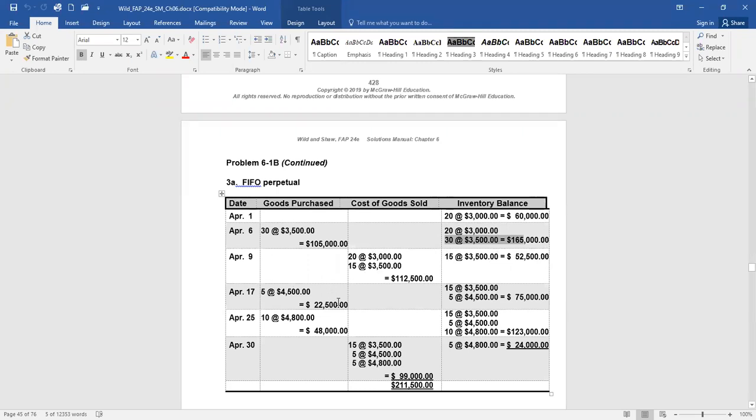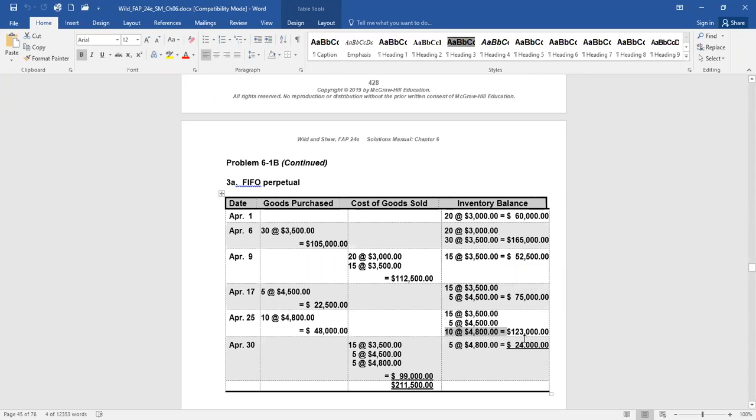So we add those to inventory. So now you could see we have the 15 that cost $3,500, and we just added 5 more that cost $4,500 each. The next transaction happens on April 25th, and that's also a purchase. So we'll show that we bought 10 more coffee cups. These cost now $4,800 each, total of $48,000, and we'll add them to our inventory balance. So we'd say what was there before, these 15 and those 5, so they're still here. And now we just added 10 more for a total inventory cost of $123,000.